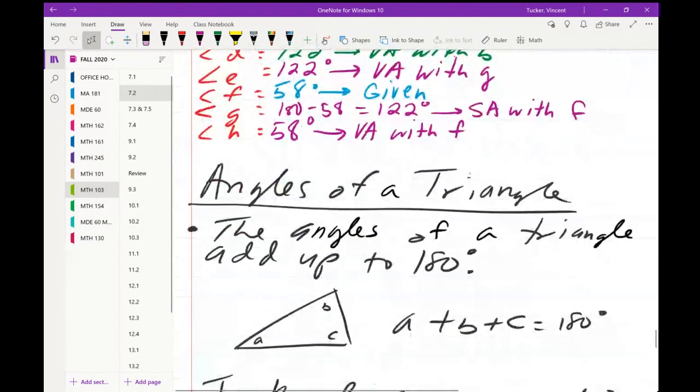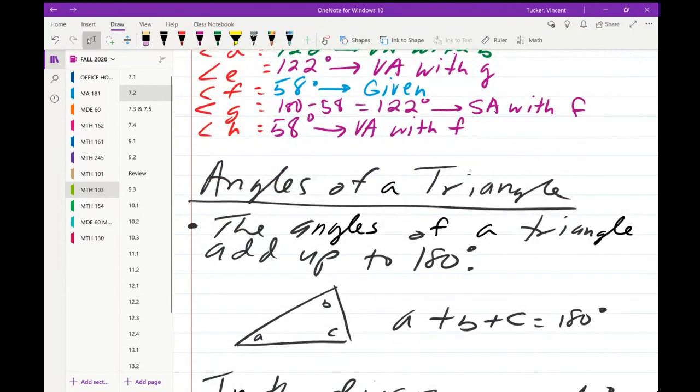So angles of a triangle, they add up to give you 180 degrees. So they don't have to mention anything about this relationship as long as you know that you see a triangle or they say that you have a triangle. Do you know that the angles inside of your triangle are supposed to add up to give you 180 degrees?